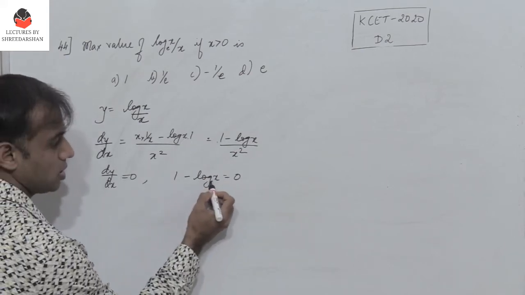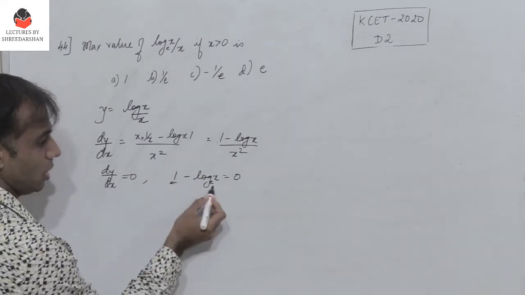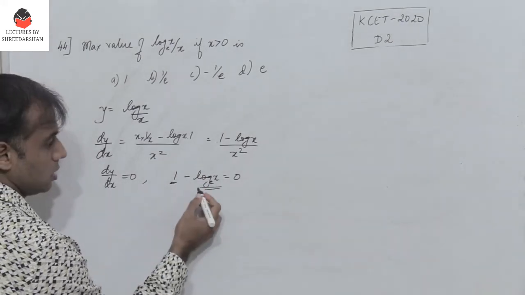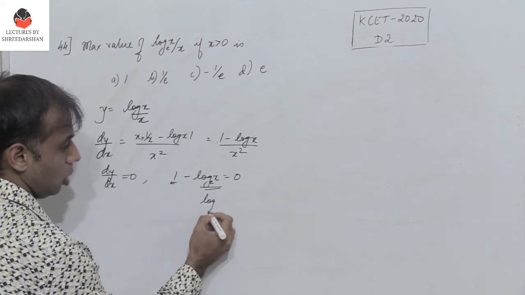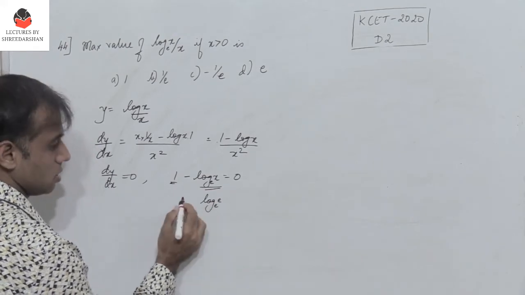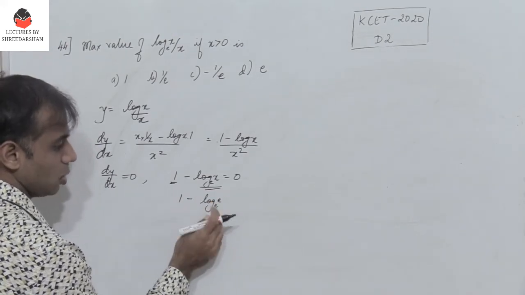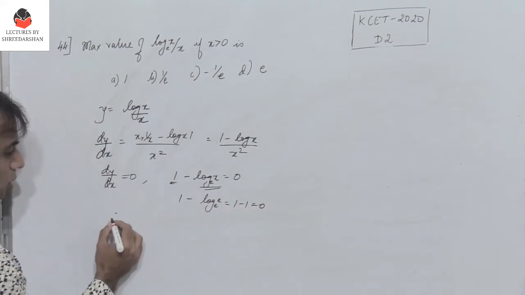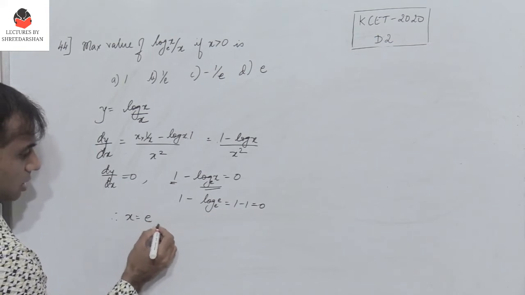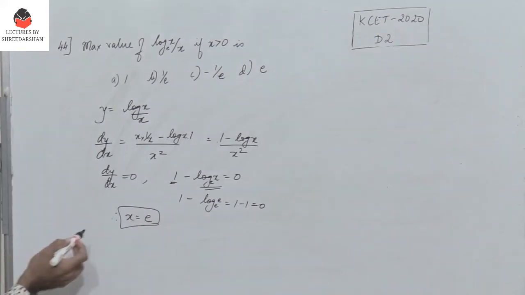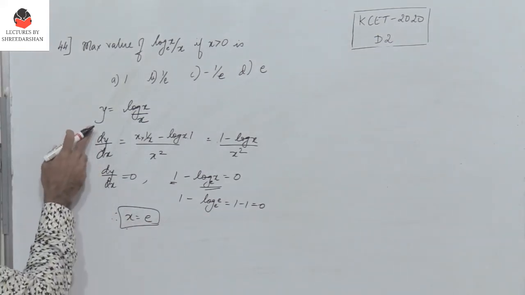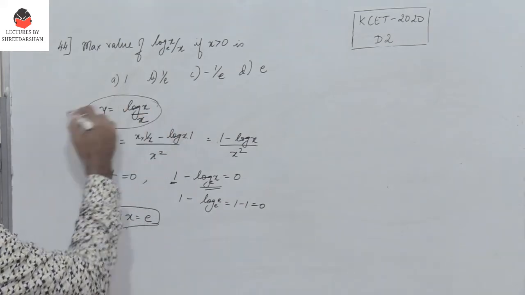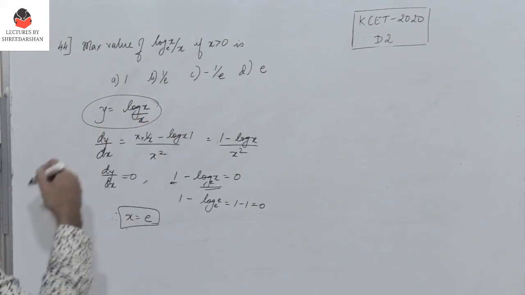So this is log x to base e. So if this is 1, I need to get 1 here. So we know that log e to base e is 1. So therefore, 1 minus log e to base e will give me 1 minus 1 equal to 0. So x is nothing but e, right? So x is e, and therefore we need to find the maximum value of y equals log x by x.